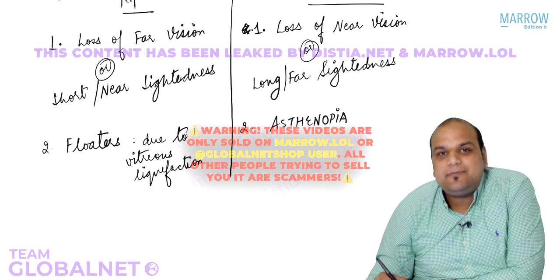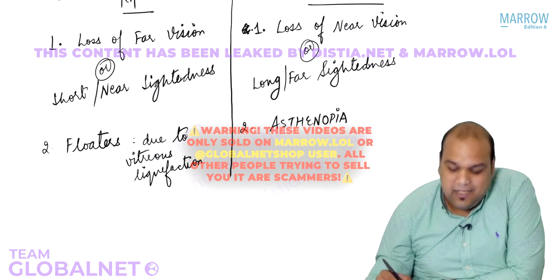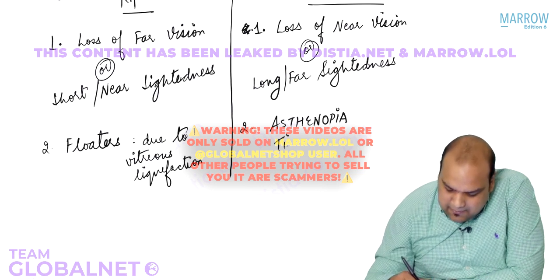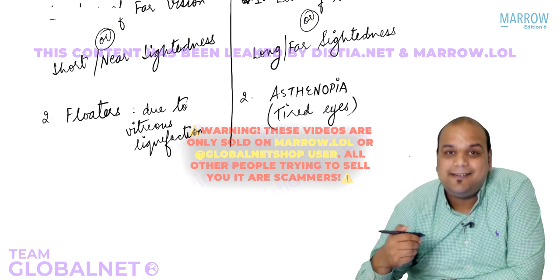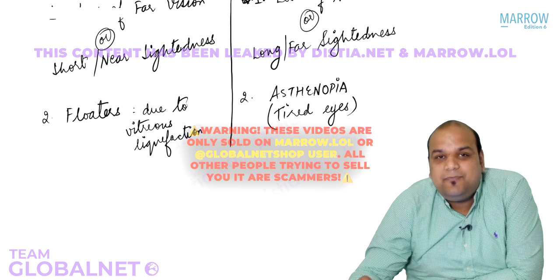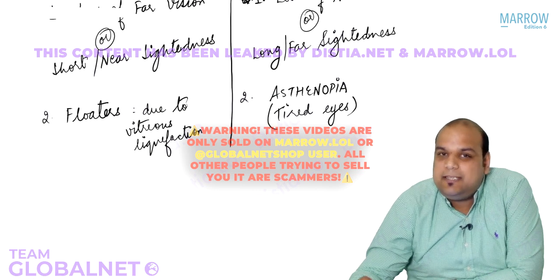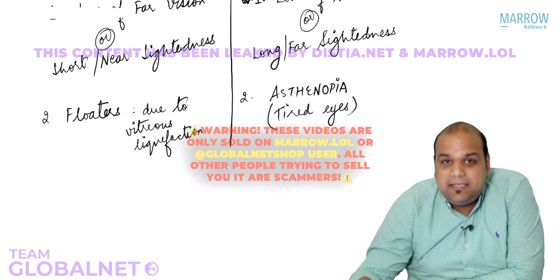We must have come across this word a lot of times when we read optics, everybody. But what do we mean by asthenopia? In simple English, tired eyes. Now the question comes, why does hypermetropia cause asthenopia or tiredness of the eyes? The answer is very simple. Hypermetropia is loss of near vision.